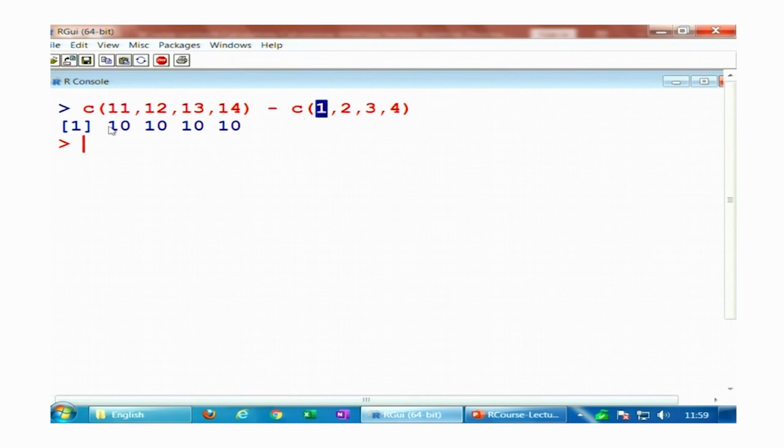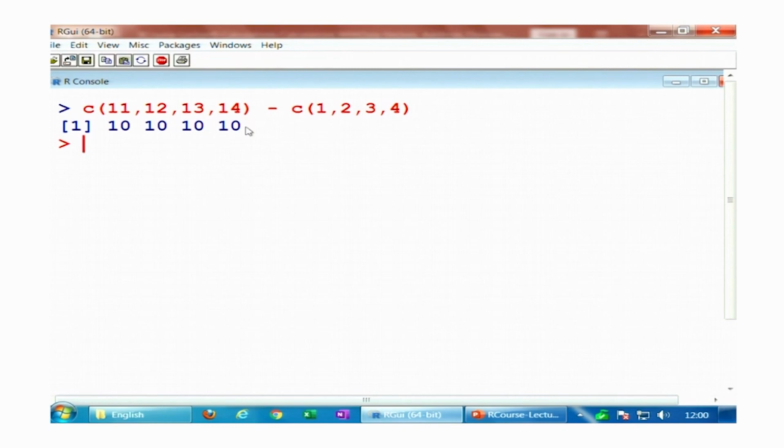So, that will become 11 minus 1, which is 10. Then the second value in the data vector 1 will be subtracted by the second value in the data vector 2. So, this will become 12 minus 2, 10. Then the third value in the data vector 1, 13, will be subtracted by the third value in the data vector 2. This is 3. So, 13 minus 3 is 10, and similarly the fourth value in the data vector 1 will be subtracted by the fourth value in the data vector 2, which is 4. So, it will once again be 14 minus 4 is 10. So, now you can see here all the values are 10, but you know that these 4 tens are obtained by different operations. Right.